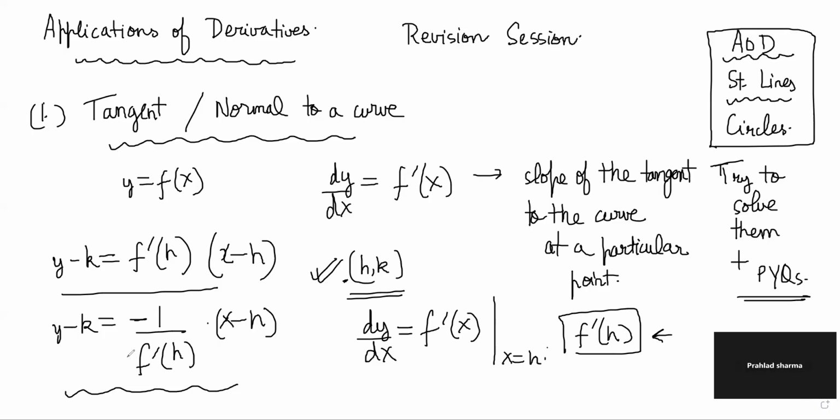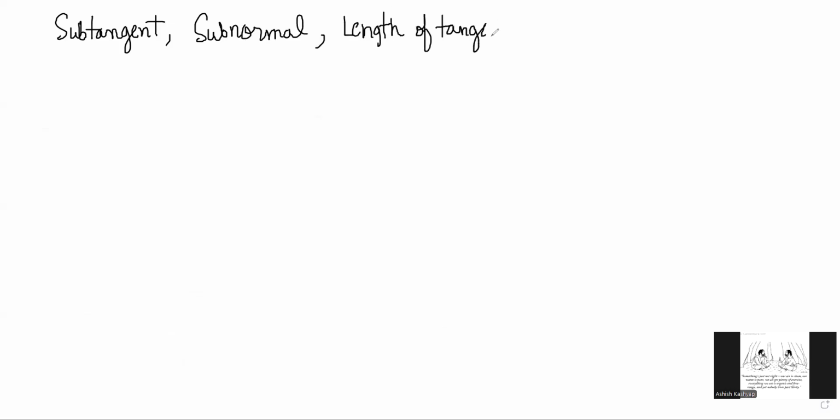Right? The next idea here is the concept of the values of subtangent and subnormal, and length of tangent and length of normal. These are just some terminology that you should be familiar with. Subtangent, subnormal, length of tangent, and length of normal. So in general, we will do it for a general case where we have a y is equal to f x curve.